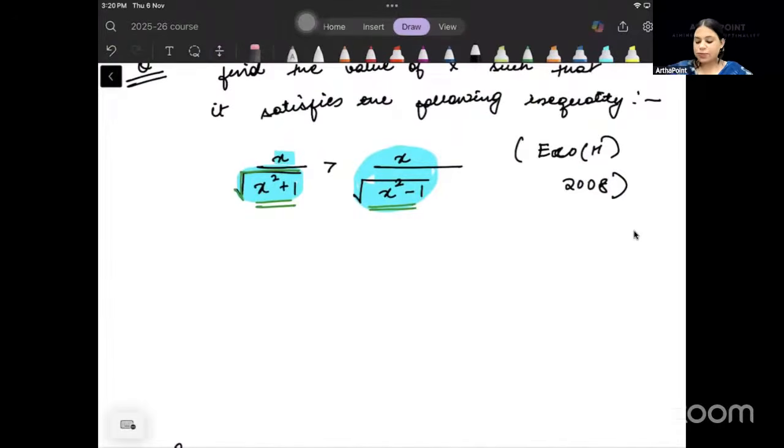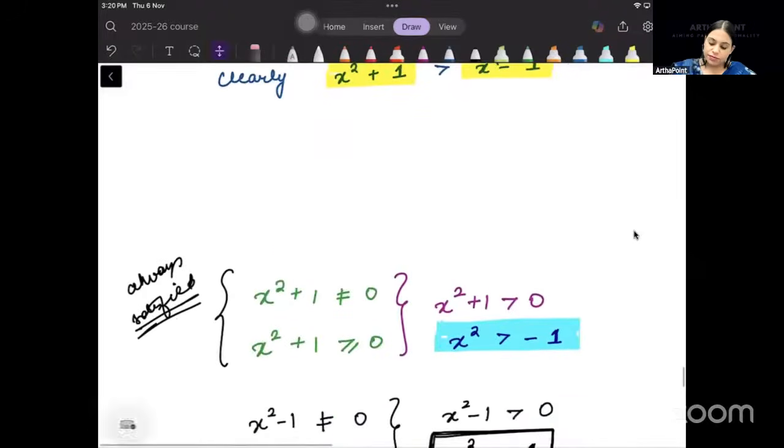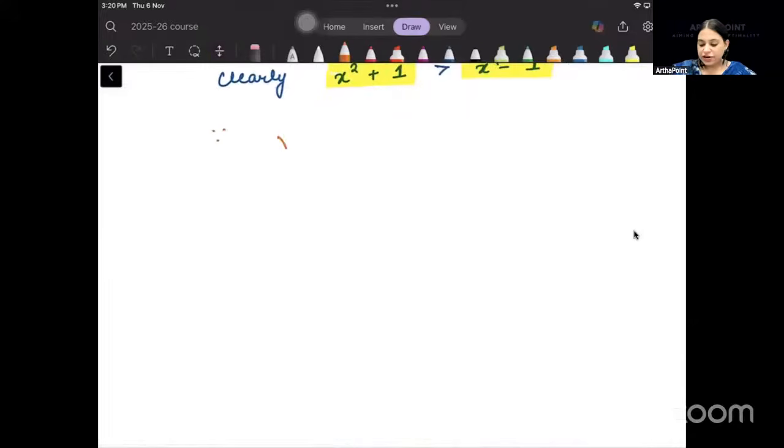I want x upon x square plus 1 greater than x upon x square minus 1. Right? Now notice clearly x square plus 1 is greater than x square minus 1. We understand this thing? If I am adding something, it will always be more than if I subtract something. So therefore, even if I take under root, this will be satisfied.